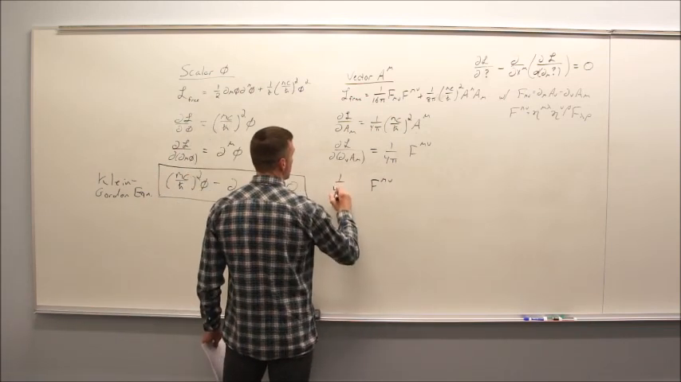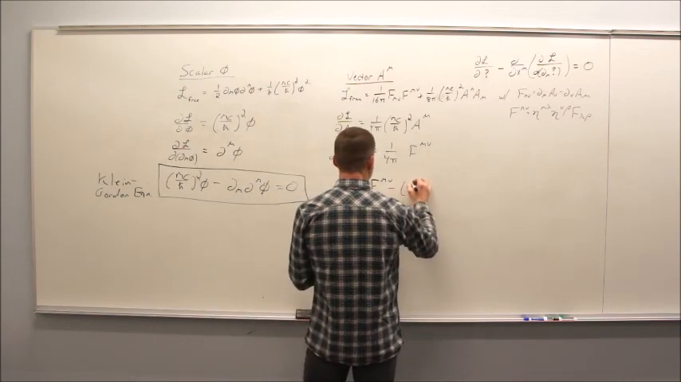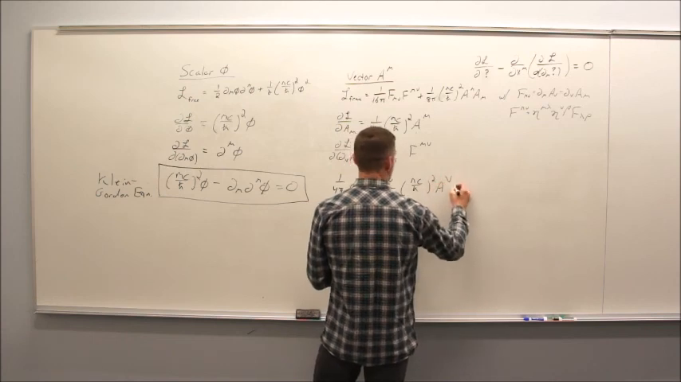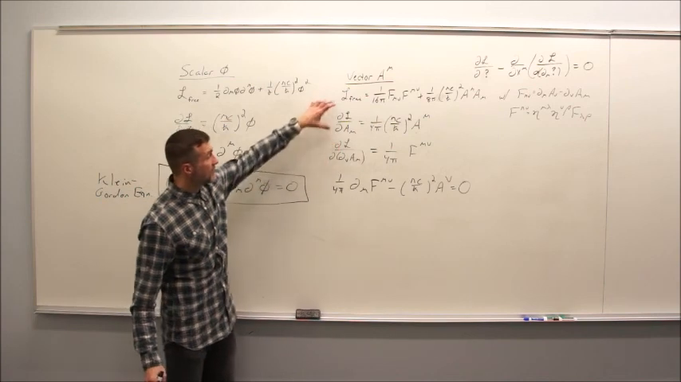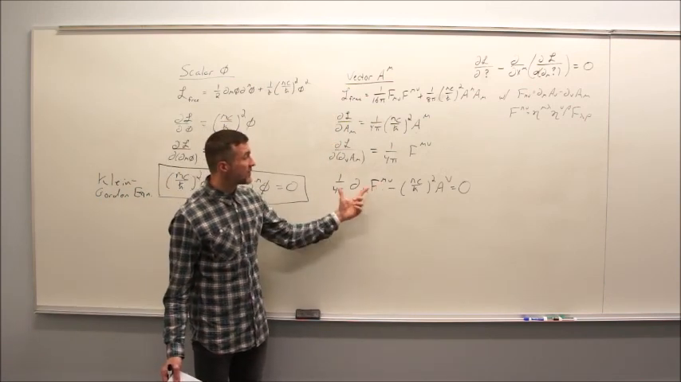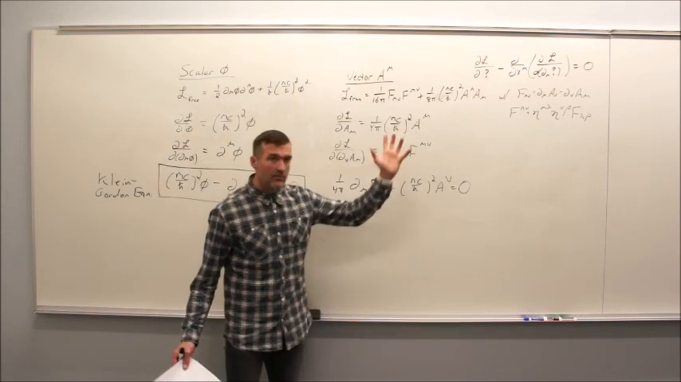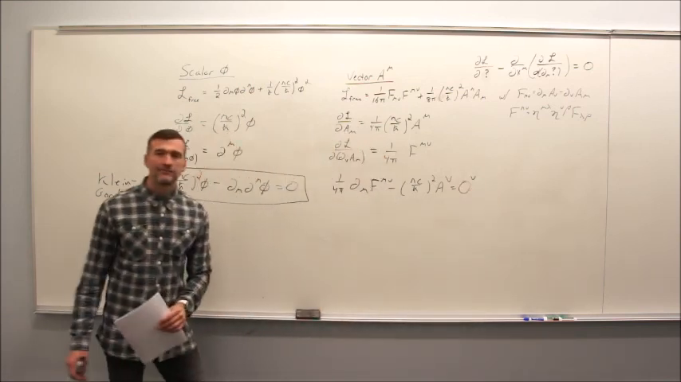1 over 4 pi d mu f mu nu minus mc over h bar squared a nu equals 0. This comes from just combining the derivative of this with this. Notice all the indices are taken care of. The mu is summed, so it disappears. So this term only has an upper nu. This term only has an upper nu. So technically, if you wanted to be picky, you'd put an upper nu.